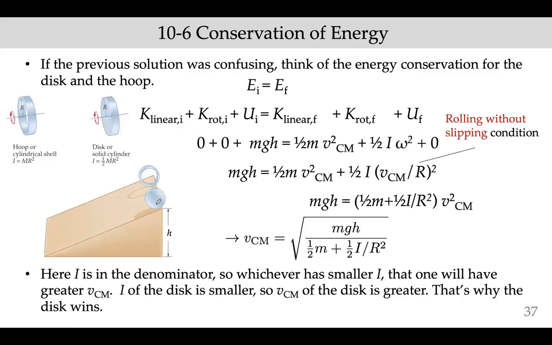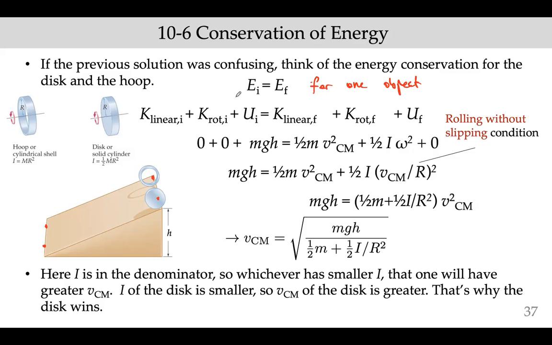Now, if the previous solution was confusing for you, then you can think of the energy conservation. Whatever energy they have at the top here, they will have the same energy at the bottom. Okay, so what is the total energy? Let's write energy initial equals energy final for one object. I'm not going to write for both of them, not the total, but I will write it for each object.